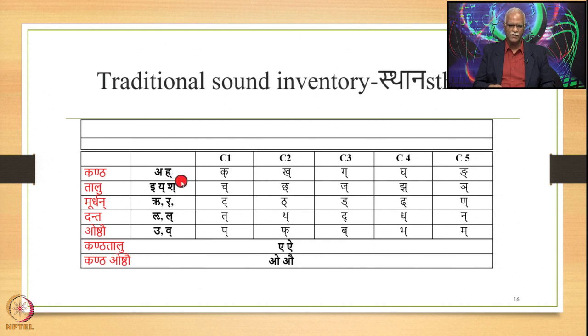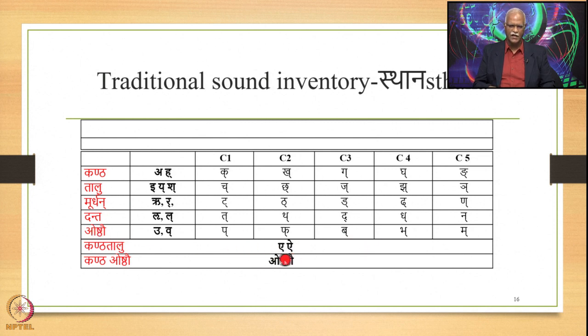So a, k, kh, g, gh, ng, they are produced from kantha. I, y, sh, ch, chh, j, jh, y, they are produced from talu. R, r, and t, th, d, dh, n, they have the place of articulation murdhan. Then lu, l, t, th, d, dh, n, they have danta as the place of articulation. U, v, p, ph, b, bh, m, they have oshtau as the place of articulation.